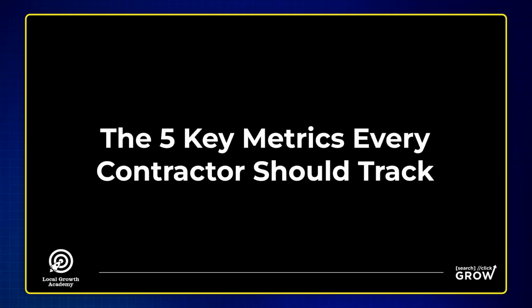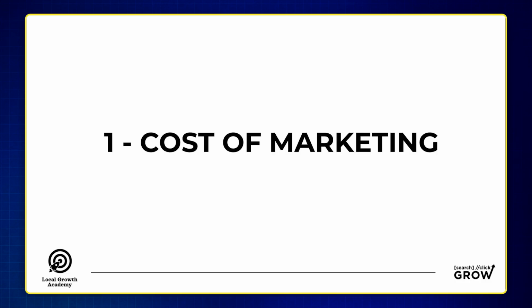So we're going to have 5 key metrics that every contractor should track. Number 1, cost of marketing. So what does it mean by cost of marketing? In the example I gave before, we had $1,000 on Facebook and $1,000 on Google, right? That was the cost. But when we're talking about measuring cost of marketing, it's not just the advertising cost. We also need to consider everything else that goes into it.